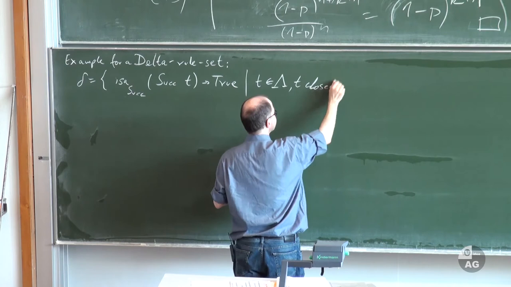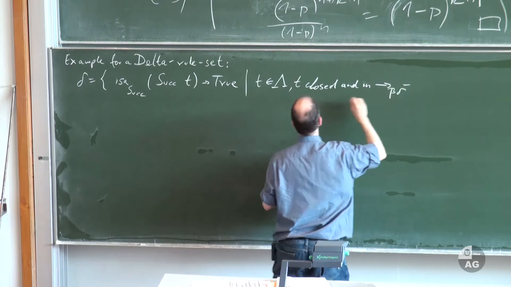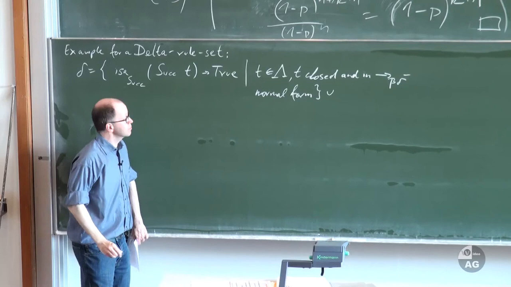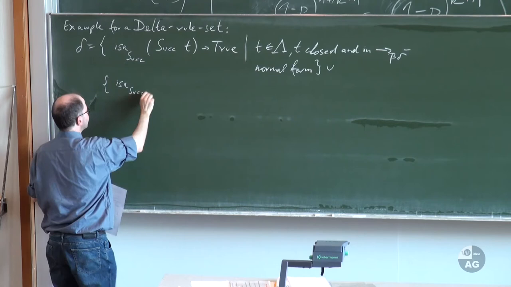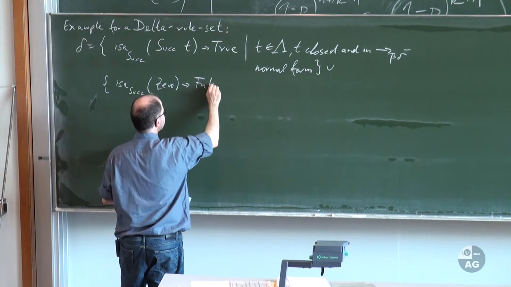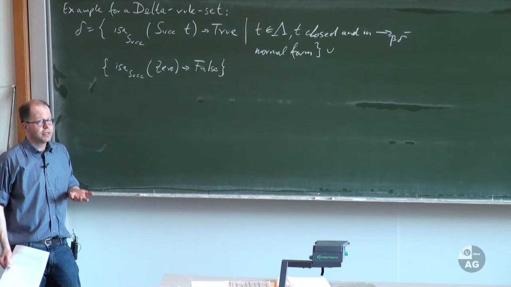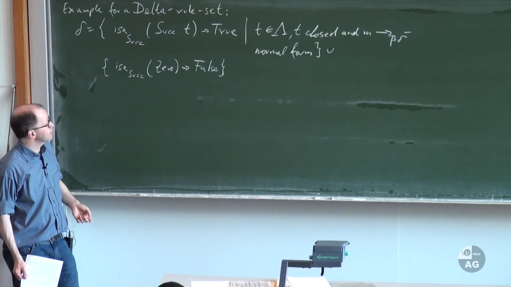Closed and in beta delta normal form. And then we need another isA rule, because if I apply this to the wrong constructor, 0, then it should return false, of course. So if I apply it to 0, it should return false. So these would be the delta rules for a function like isA successor, to find out whether, well, to represent pattern matching against this data constructor. And this really satisfies all these criteria up there.